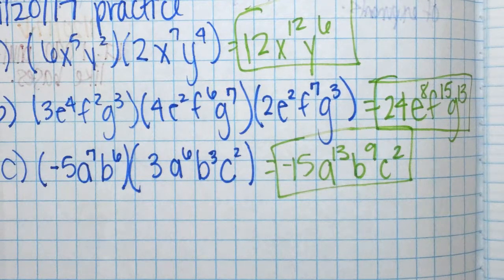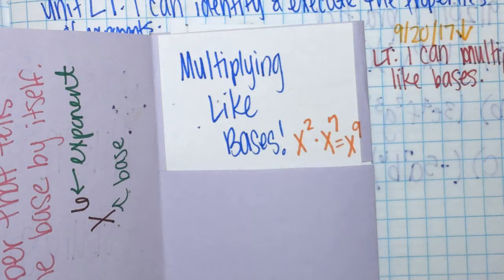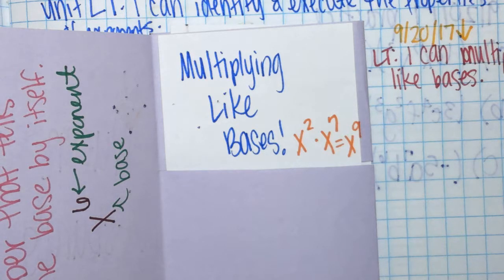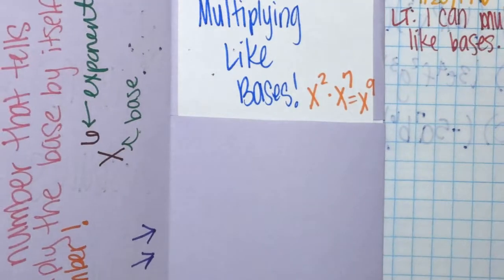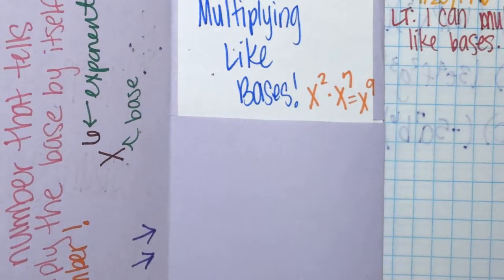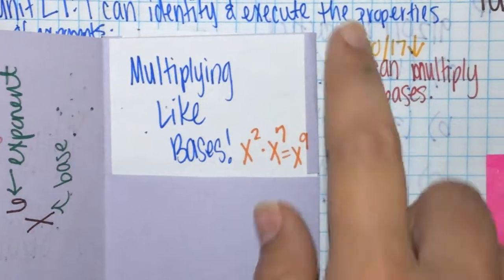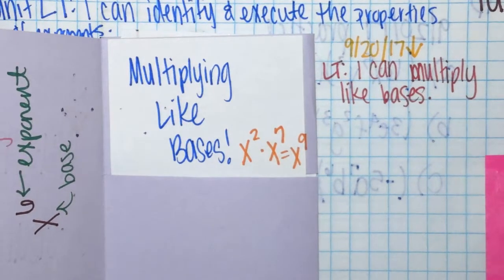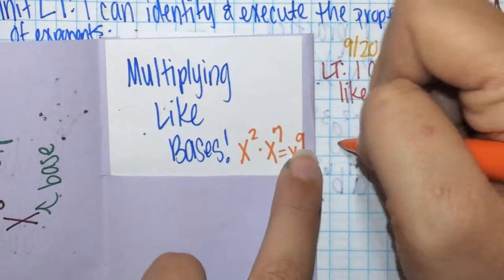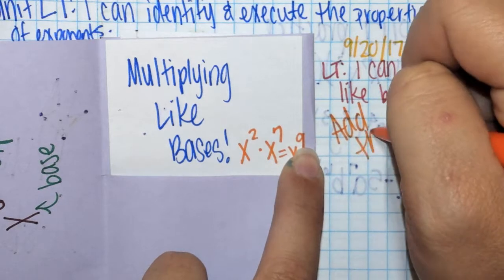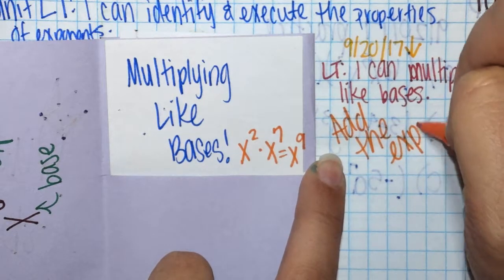Alright, are we ready for our checkpoint? If we started with multiplying exponents, what do you think we're going to do next? We're going to divide exponents. So when you multiply like bases, what do you do to the exponents? You add them. So let's write that under here. Add the exponents.